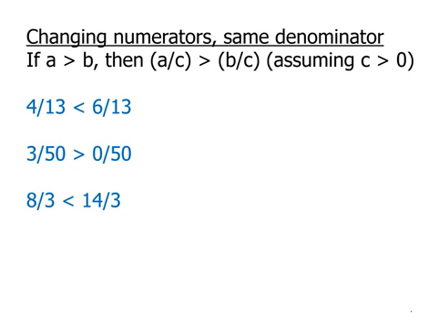So for example, here are fractions that are paired. They have the same denominator. So 4 over 16 has to be less than 6 over 13. 5 over 50, of course, has to be greater than 0 over 50, which is just 0. And 8 over 3 has to be smaller than 14 over 3.